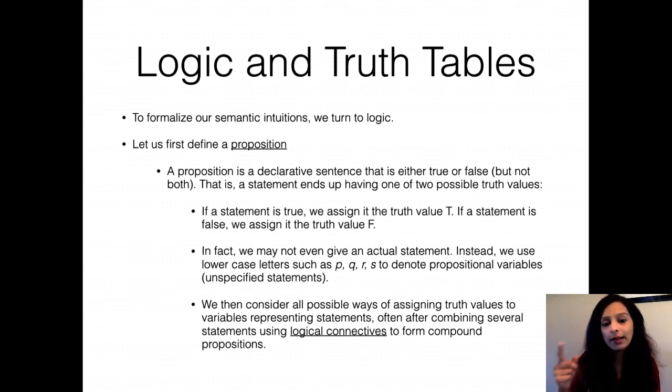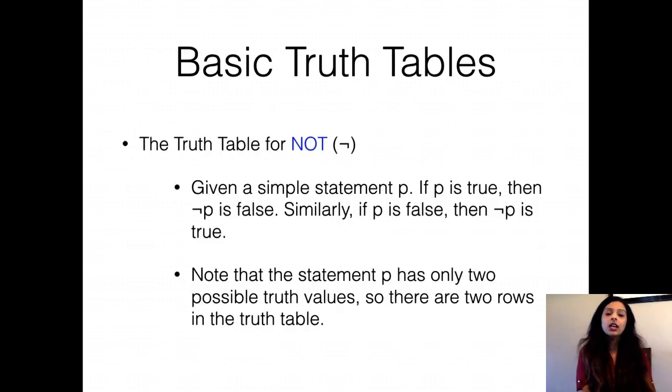We use small case letters to denote propositions. So we start with p, because the first letter of proposition is p. So p, q, r, s, but it doesn't matter. Any small case letter can be used for a proposition. And then we use logical connectors or logical operators, what we just saw before: the negation, not, the conjunction, and, and the disjunction, or, to form compound propositions. So we are going to start with the basic truth tables for and, not, and or.